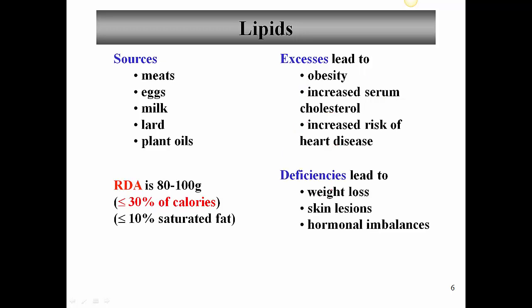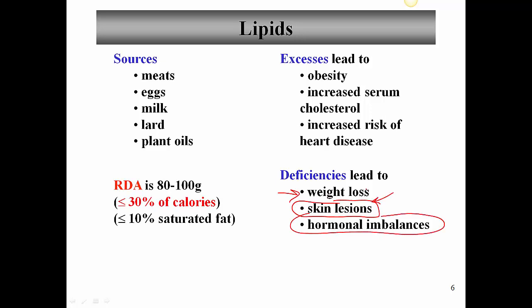Now, some of the effects of deficiencies of lipids include weight loss. Many people go on a diet, and one of the first things that they restrict is the amount of fat that they take in. However, if we restrict fat too much, what we can wind up developing are skin lesions and hormonal imbalances. These are very bad things.